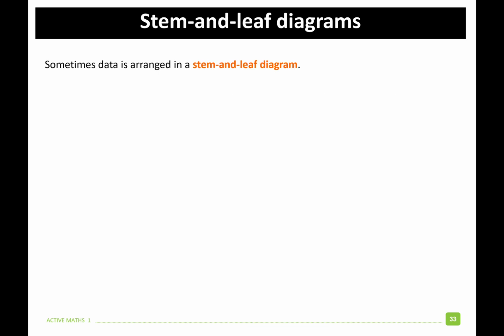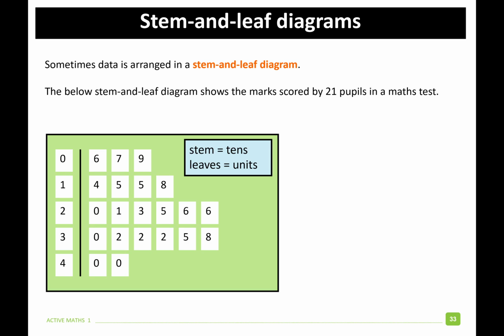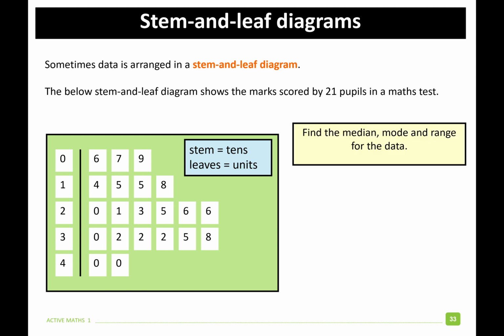Let's look at how we would find the range in a stem and leaf diagram. Below is a stem and leaf diagram that shows the marks scored by 21 pupils in a maths test. We're asked to find the median, mode, and range for the data. Let's think of our rhyme again. Hey diddle diddle, the median is the middle. So to find our median, we need to find our middle value. We'll cross off the smallest to the largest values until we are only left with one data piece. In this case, the median is the 11th value. So our median is 25.